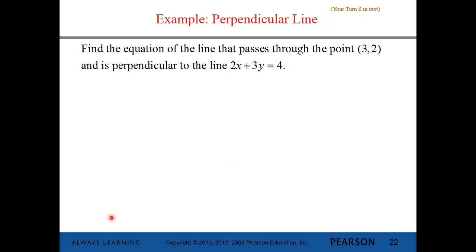Now what about perpendicular lines? Well, let's say we've got this case. We've got the point here. Let's say we want to find an equation of a line that passes through this point but is perpendicular to this line. Well, again, we need to find the slope of this line first because that's going to help us find the slope of the line we're looking for. Okay, so again, we're going to solve for y. So we're going to subtract 2x from both sides, and then we're going to divide by 3 on both sides.